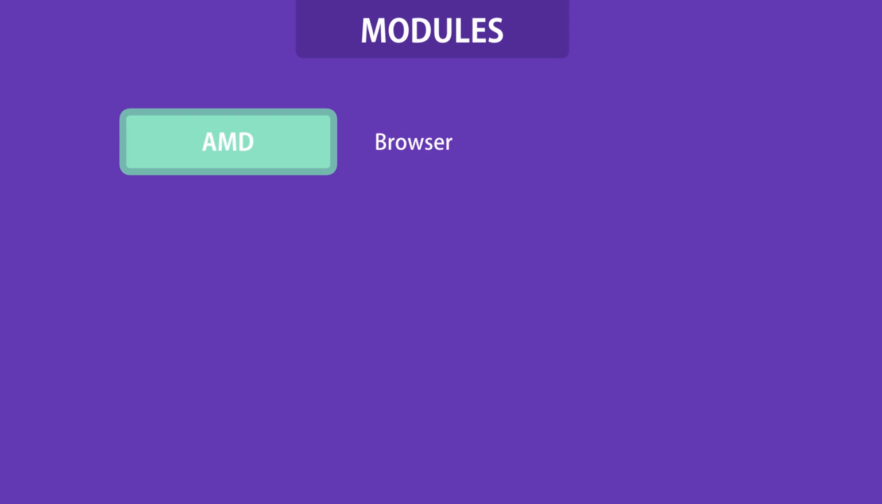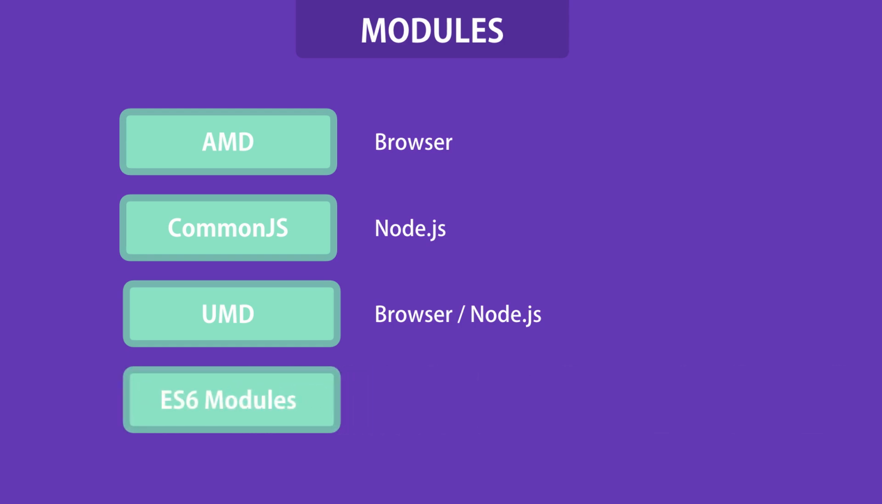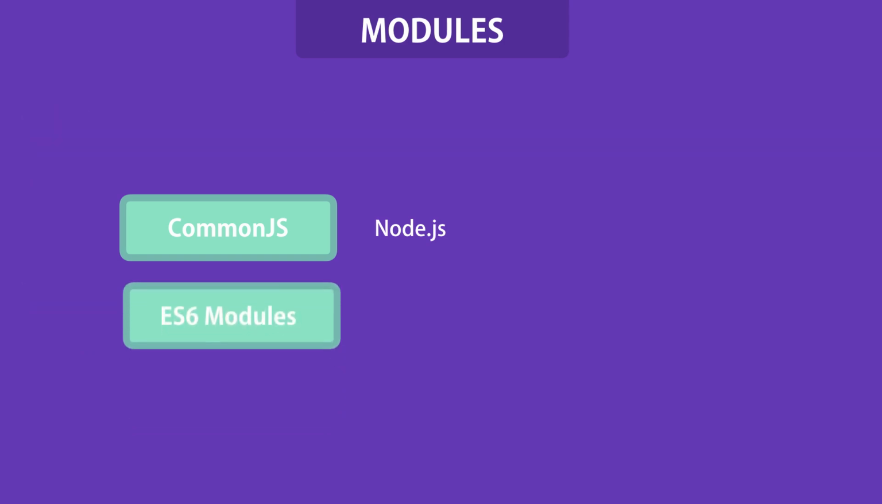So the popular module formats we have are AMD, which stands for Asynchronous Module Definition, and this is primarily used in browser applications. We also have CommonJS, which is used in Node. We have UMD, which stands for Universal Module Definition, and this can be used both in the browser and in Node. So we use these module formats in ES5, but as of ES6, JavaScript natively supports a module format. Now, out of this list, we're going to focus only on two formats, CommonJS because that's used in Node, and ES6 modules because that's used in browsers.